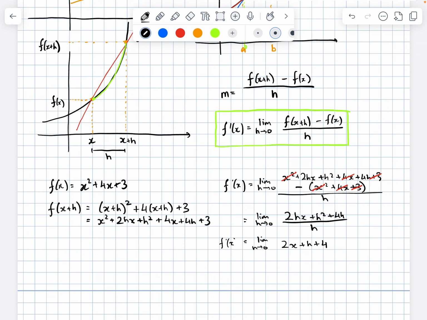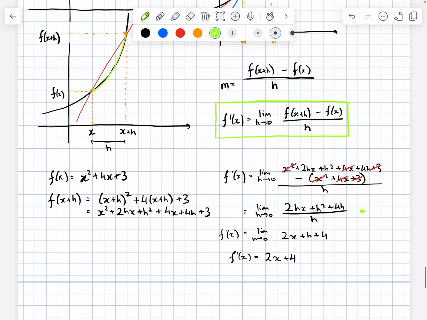And at this point here, I'm going to see what happens as h gets really close to 0. Well, when that happens, this h term effectively goes away, and we're left with f dash x equals 2x plus 4. So in practice, we're just making h 0. You can't make h 0 at the previous step, because when we do that, I get a divide by 0. So you've got to work these questions through so you no longer have a divide by 0 when you make h 0, and then make h 0.